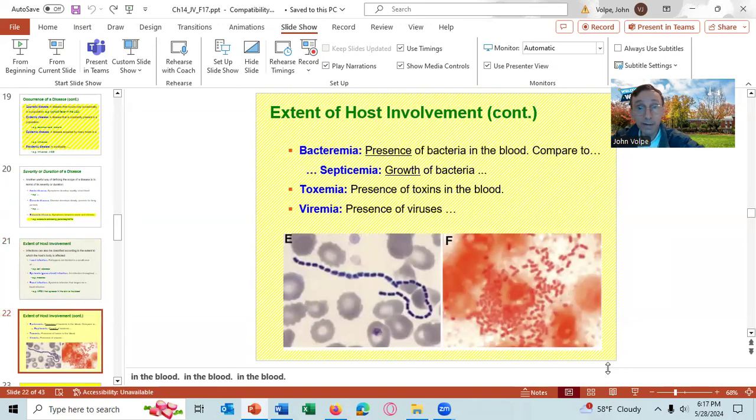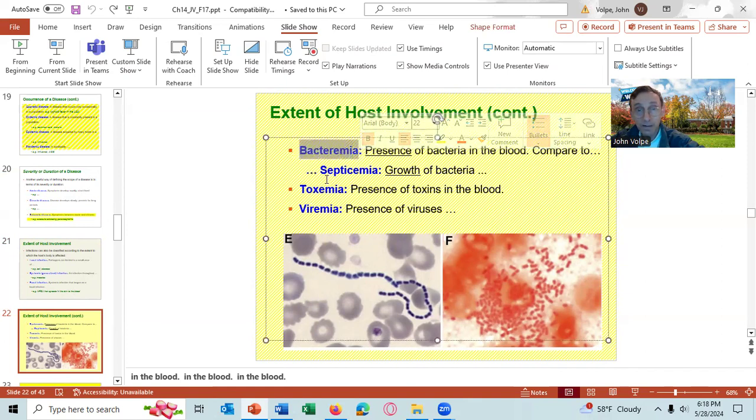Bacteremia is presence of the bacteria in the blood. This differs from septicemia, and that's where bacteria are actually growing in the blood. Usually when a clinician runs a test, they will only be able to see the bacteria in the blood, so it's bacteremia. But specific tests can isolate septicemia, where the bacteria are actually growing in the blood.